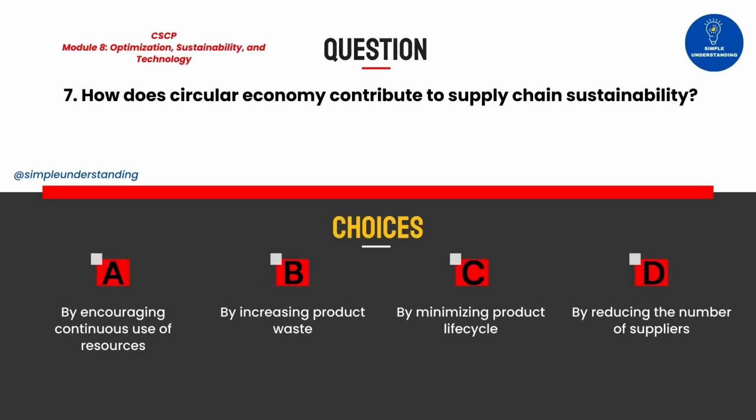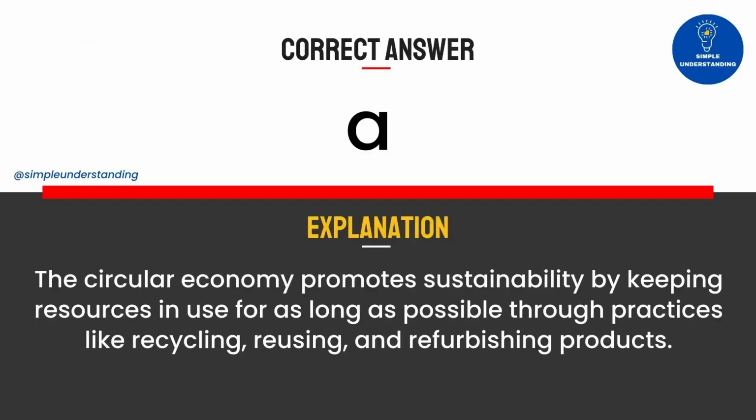7. How does the circular economy contribute to supply chain sustainability? A. By encouraging continuous use of resources. B. By increasing product waste. C. By minimizing product life cycle. D. By reducing the number of suppliers. Correct answer: A. Explanation: the circular economy promotes sustainability by keeping resources in use for as long as possible through practices like recycling, reusing, and refurbishing products.